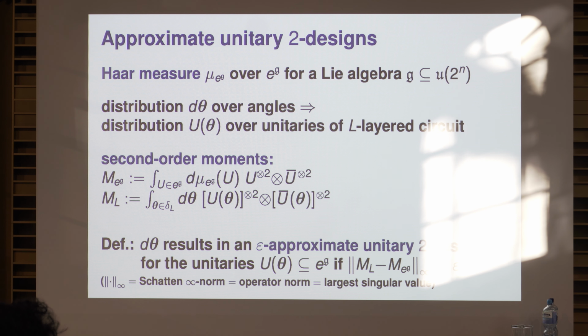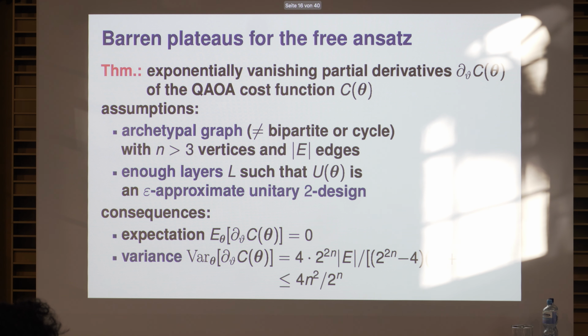So this is the first thing. And now the theorem states the following. We get exponentially vanishing partial derivatives of our cost function. The assumption is that we have these archetypal graphs, and this describes the number of edges. We have enough layers so that we get this approximate 2 design, and now the variance of our cost function will, on average, be exponentially vanishing.